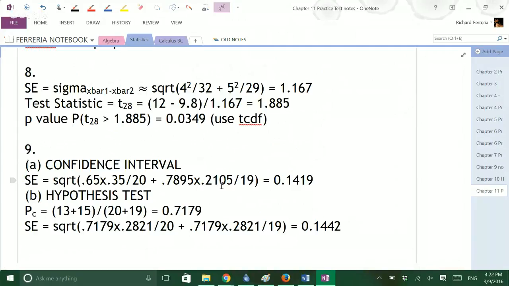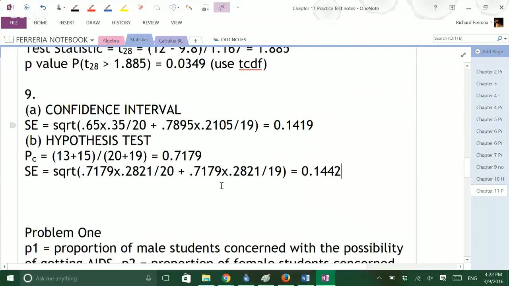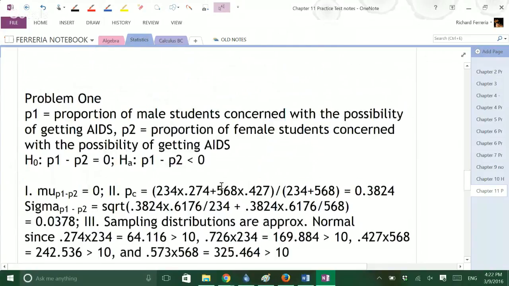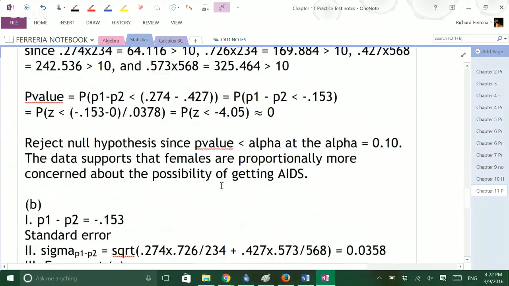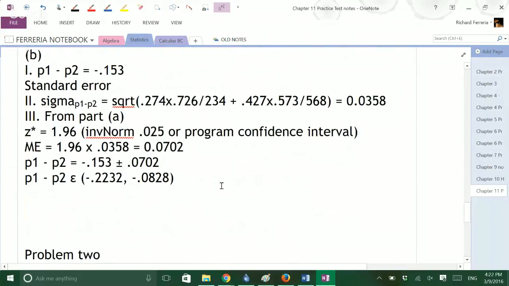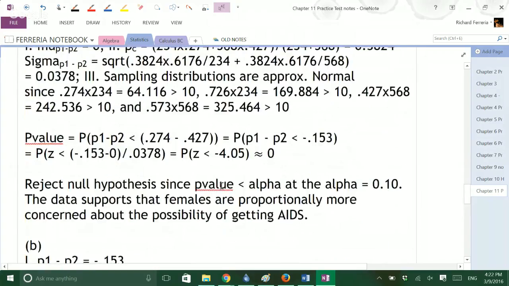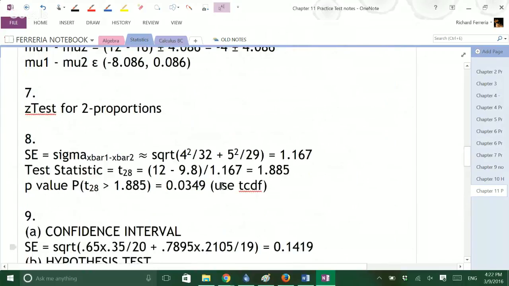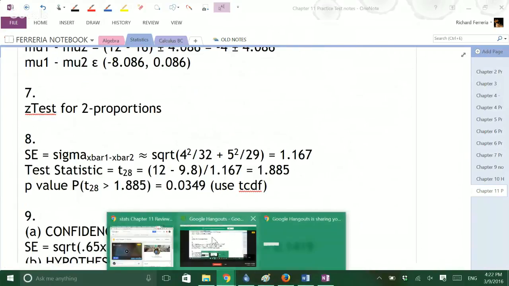Okay. We didn't finish problem 1? No, we did. Yeah, we did. Okay. Looks like we finished it. Yeah. So, okay, there we go. Good luck.